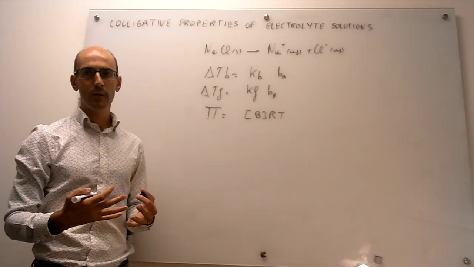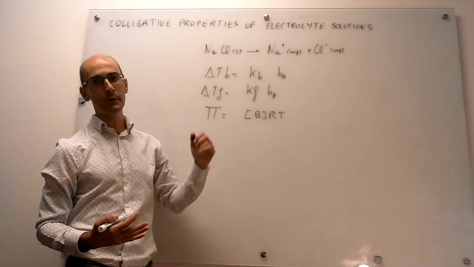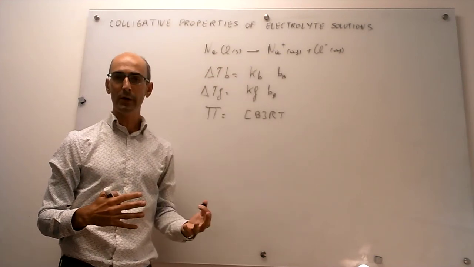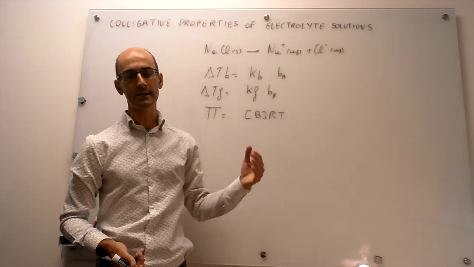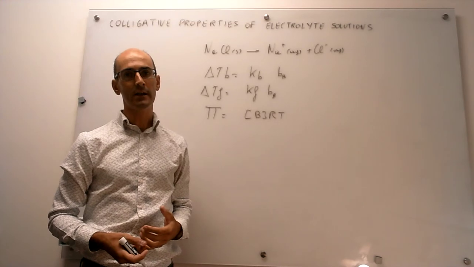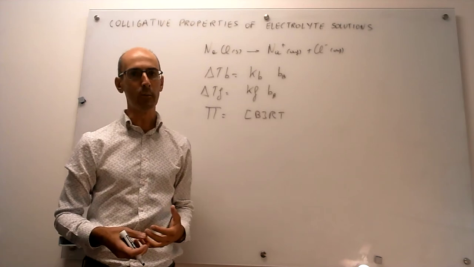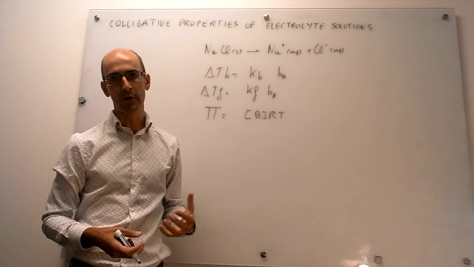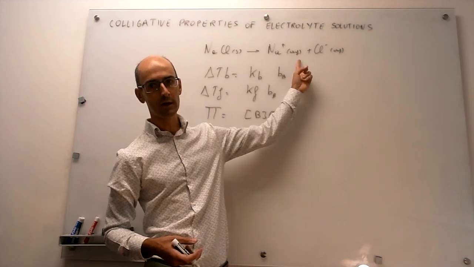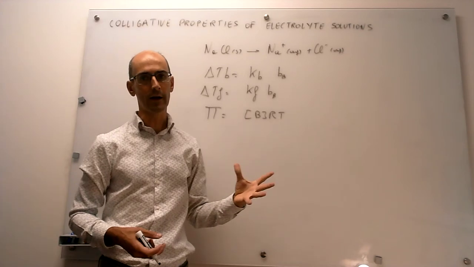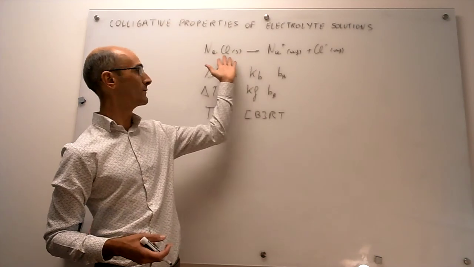These equations need to be modified for electrolyte solutions for the following reason. If you compare what happens when you put sodium chloride in solution compared to, say, glucose, when you get electrolytes, the number of species present in solution is going to be larger than if you have the same concentration of a non-electrolyte. If we take a solution that is 1 molar in glucose and 1 molar in sodium chloride, because sodium chloride dissociates, the solution will be 1 molar in sodium ions and 1 molar in chloride ions.